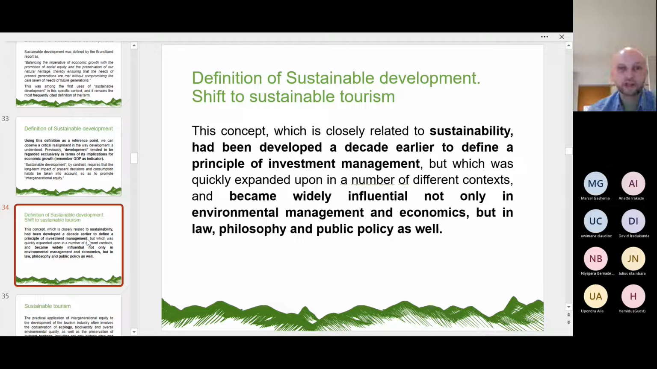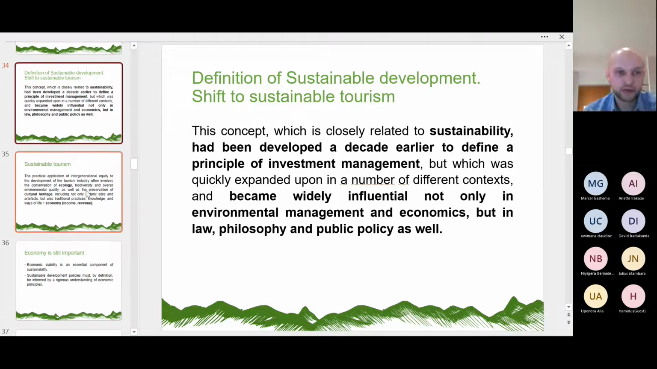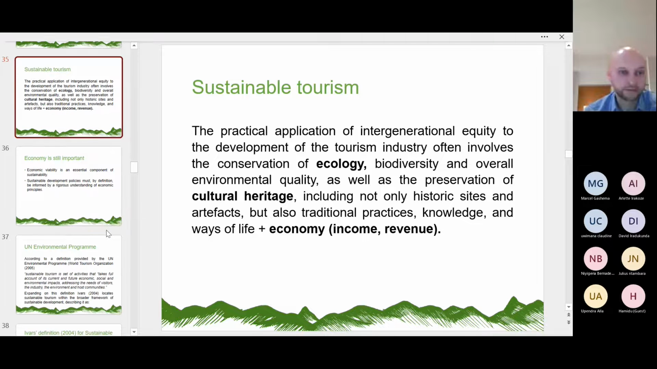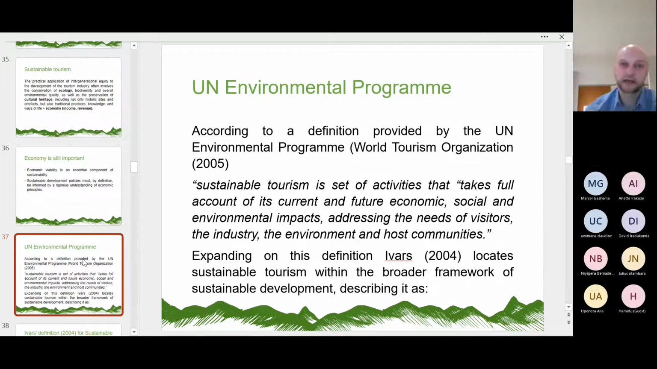Okay, now let's shift to sustainable tourism. We have a definition of sustainable development, which was given previously from the Brundtland report. Now let's talk about sustainable tourism. The sustainable tourism definition is there. I will share two definitions. The first one is given by the United Nations World Tourism Organization.